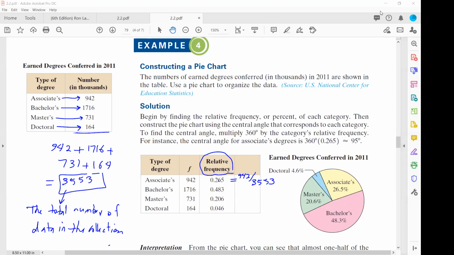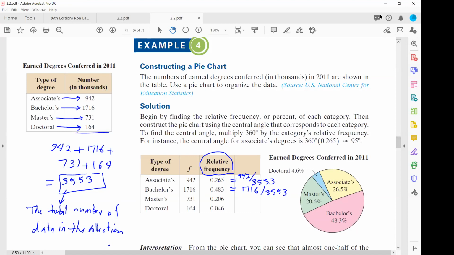So if you do the division, you get 26.5% for the first category. For the second category, you can find the relative frequency by dividing 1716 by total frequency. It should give you 0.483 or 48.3%. Almost 50% is for bachelor's degree. So as you can see, almost half of the circle is for bachelor's degree.